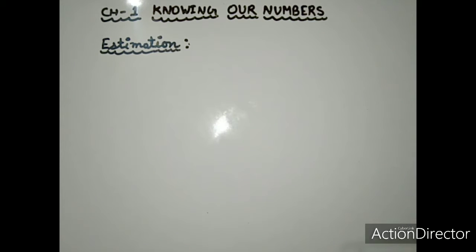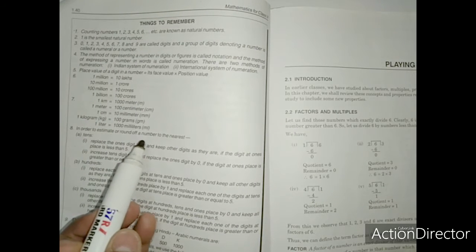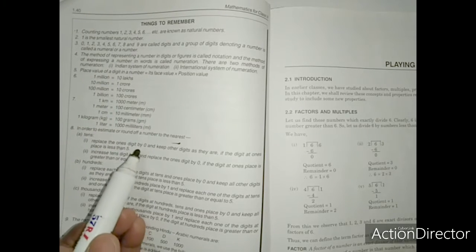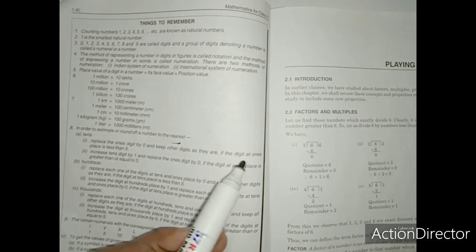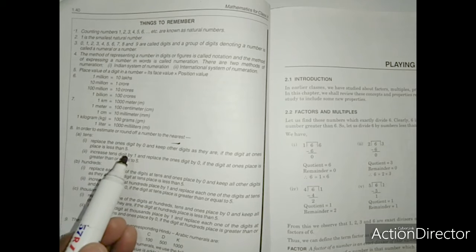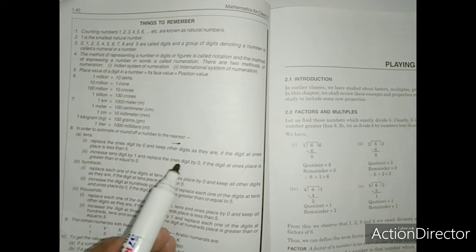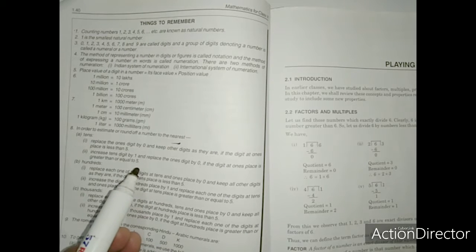Now here I solve some questions related to rounding off numbers to the nearest tens, hundreds, thousands. In order to estimate or round off a number to the nearest tens, first replace the ones digit by 0 and keep other digits as they are if the digit at ones place is less than 5. Increase the tens digit by 1 and replace the ones digit by 0 if the digit at ones place is greater than or equal to 5.